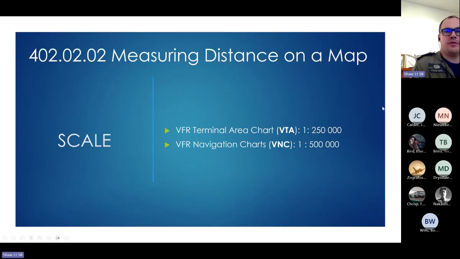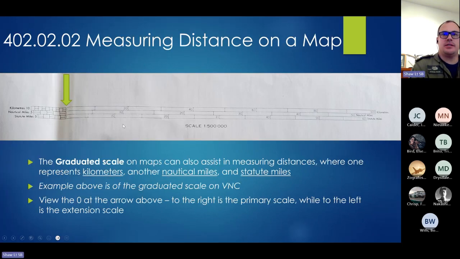It's really hard to do virtually. Again, you'll be doing lots of tabletop exercises once you actually go to summer camp. Remember we went through this last time, our scale, so you need to know the scale, 1 to 250,000 for the VTA, 1 to 500,000 for the VNC. Measuring distance on a map, it's got the scale here for you. It's a graduated scale. If you didn't have your own ruler, I guess you could make one with this.